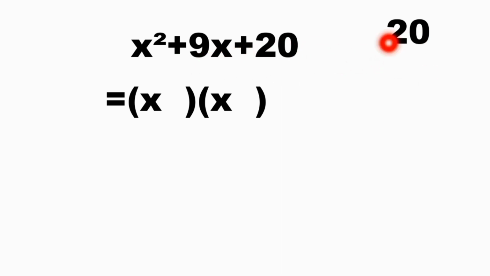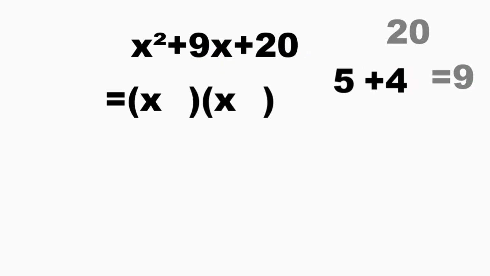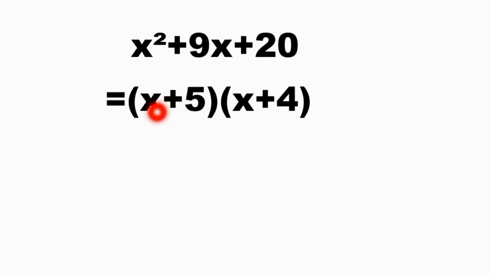And 2 times 10 is 20, but if you add, it becomes 12, and hence not 2 times 10. But the factors 5 times 4 is 20, and if you add this, 5 plus 4 is 9, which coincides with the middle term. So the factors that we are looking for are the quantity x plus 5 times the quantity x plus 4, since if you add 5 and 4, it will give you an answer of 9.